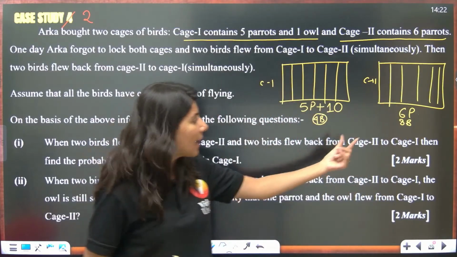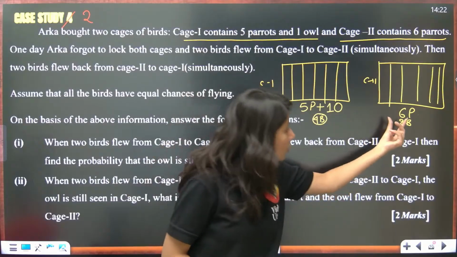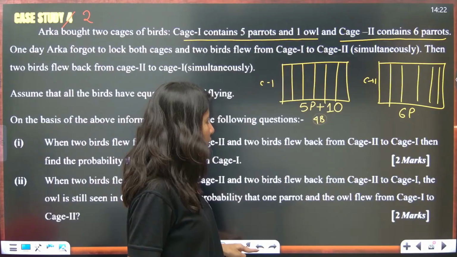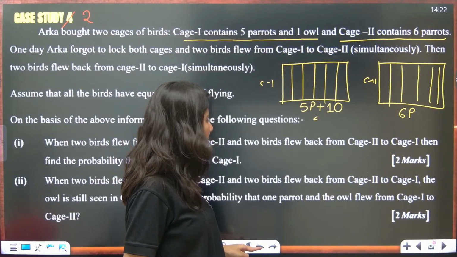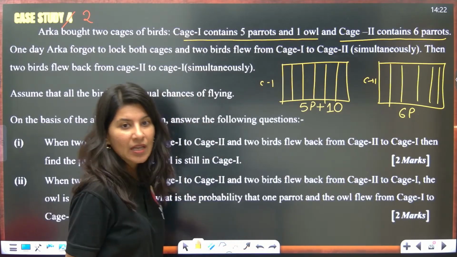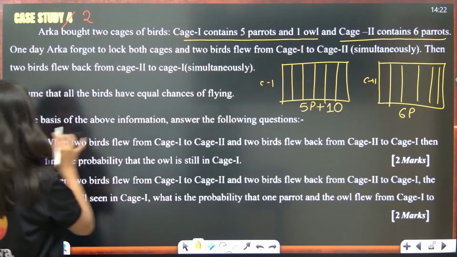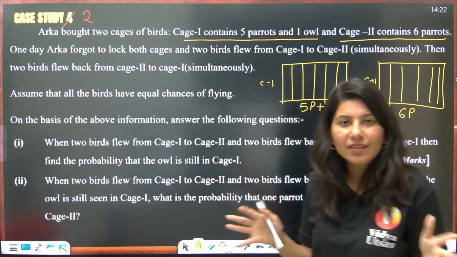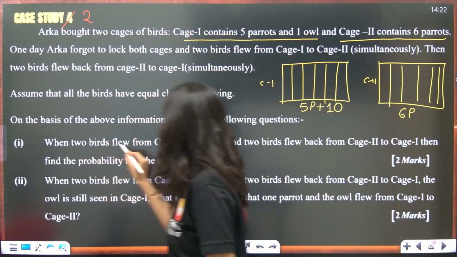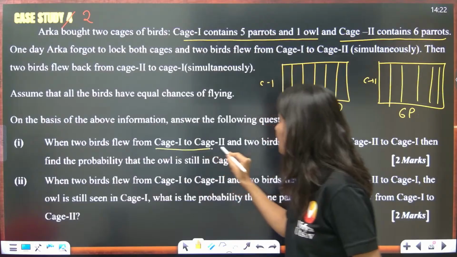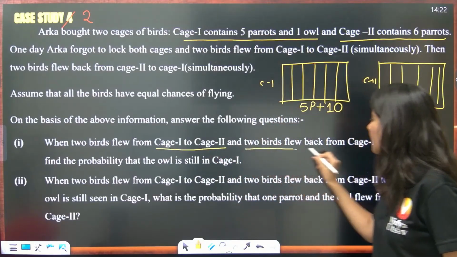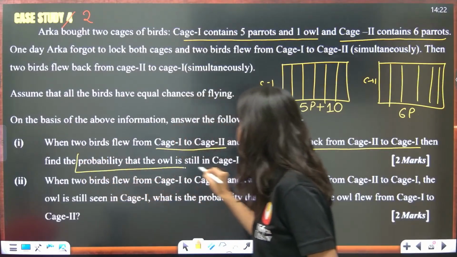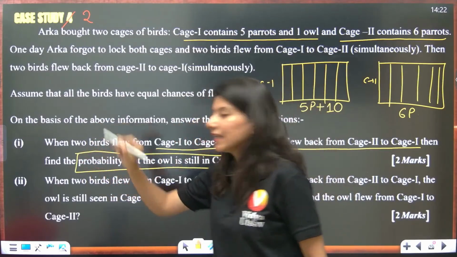Then what is happening? In the second round, 2 birds out of 8 flew from here to here. So round number 1, round number 2, this is what is happening. Now on the basis of this scenario, answer the following questions. Slowly you have to read. When 2 birds flew from cage 1 to cage 2 and 2 birds flew from cage 2 to cage 1, then find the probability that the owl is still in cage 1.